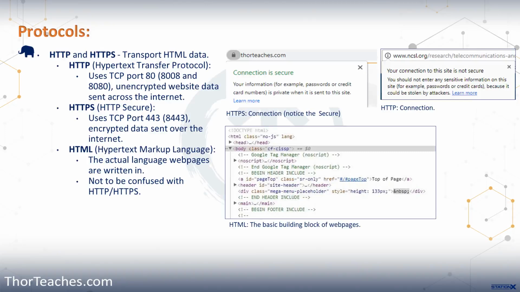It is pretty cheap, it's easy to implement, it gives us that extra layer of security, and it looks good for our customers. HTTPS just means HTTP secure. It uses port 443, and it can, if configured for it, use port 8443. All the traffic we send over HTTPS is encrypted, and again, a quick reminder, HTML is what we send, HTTP or HTTPS is how we send it.